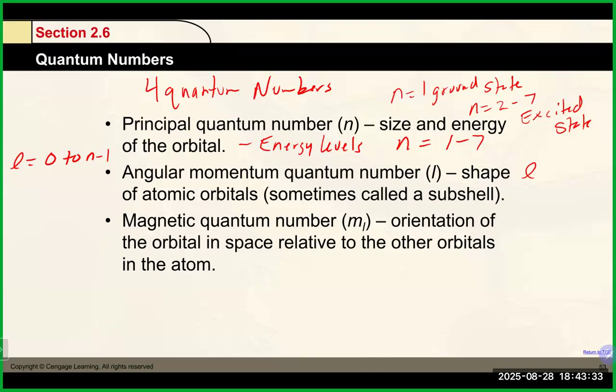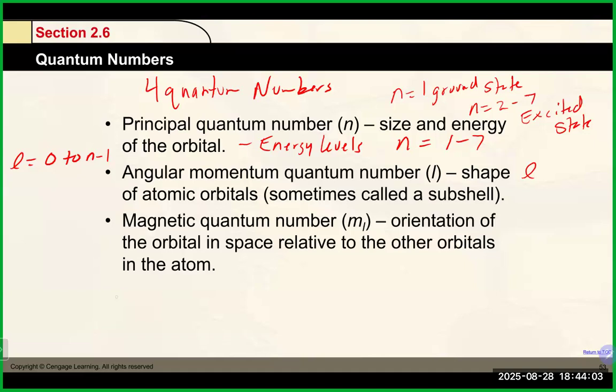The next quantum number is the magnetic quantum number, m sub l. That's basically the orientation of these orbitals in 3-dimensional space. It will actually tell you how many individual orbitals you have for a particular type of orbital, like how many individual d orbitals there are, or how many individual p orbitals there are in a subshell.